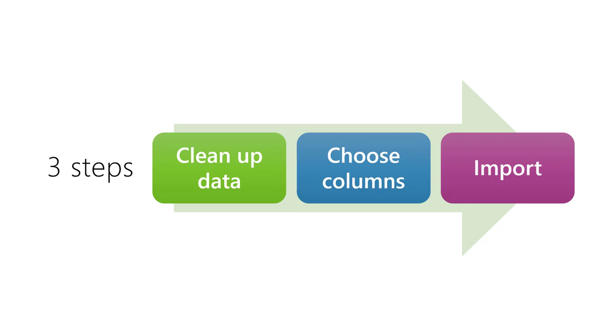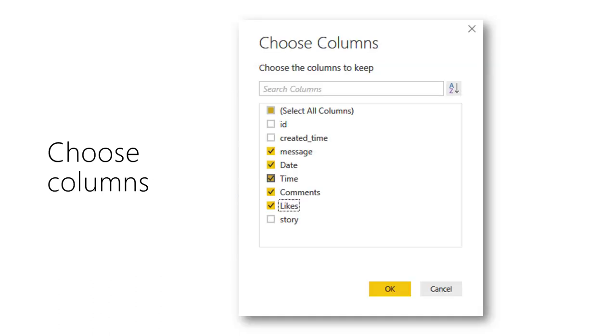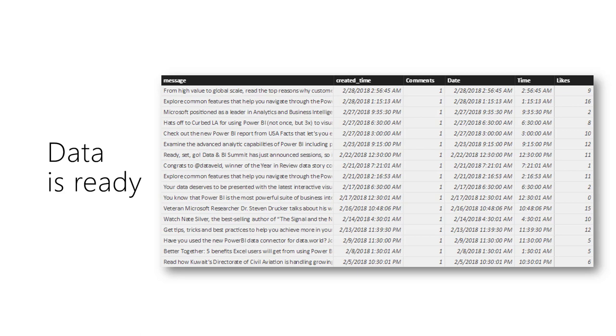What's next? Clean up. Choose columns and import. Clean up includes adding date and time columns, and counting numbers of likes and shares. Select only the columns we need for the analysis. The data is now ready. It's time to interpret and analyze it.